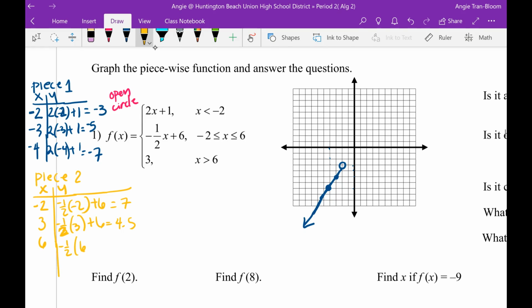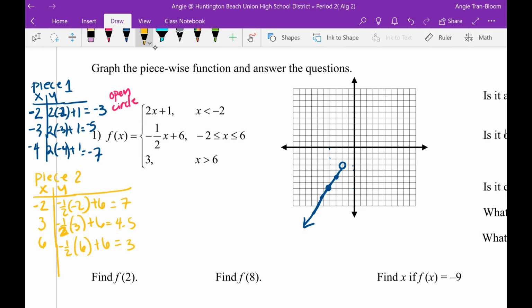-1/2 times 6 plus 6 equals. Grace and team, can you guys talk it out? Work together. Okay. What's the output? 3? Yes, no? Yeah, let's plot the dots.